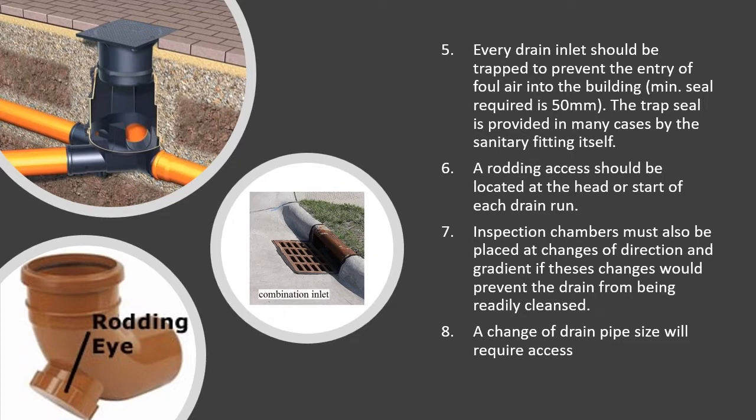Inspection chambers must also be placed at changes of direction and gradient if these changes would prevent the drain from being readily cleansed. Ruang untuk kita boleh masuk actually ruang inspection chambers ni, and ruang ni juga kita boleh buat cleaning juga dekat situ dan juga untuk inspection lah. On every change of drain pipe size will require access.